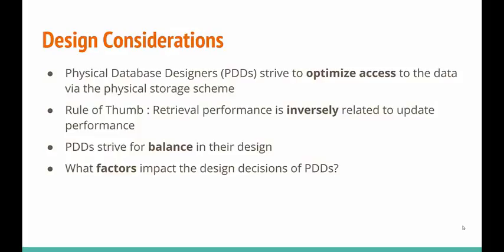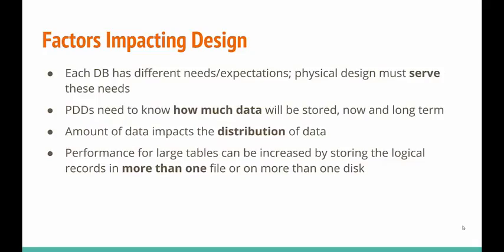So what factors might impact the design decisions that we make? We need to know how much data will be stored now and in the long term. Now here we're not talking about exact amounts, but we want some idea of scale. How fast is the database expected to grow? For example, over the next month, over the next year. The reason this is important is the amount of data will impact the distribution of that data, how we spread the data across perhaps multiple systems, multiple disks, you name it. We have to think about how much data we have, because that will impact how we're going to organize where the data actually goes.